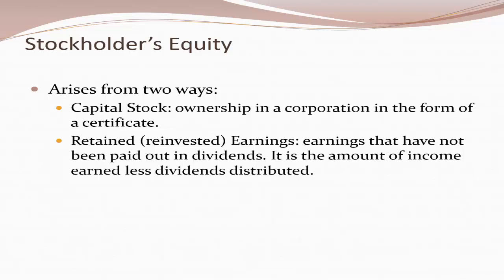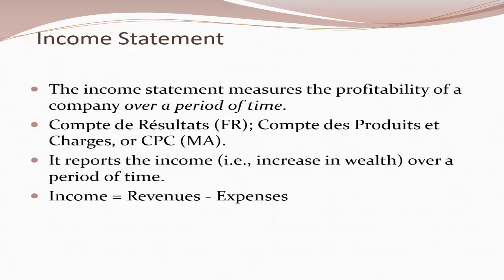For the stockholders' equity, it arises in two ways. Either capital stock, an ownership in a corporation in the form of a certificate, or retained earnings, which are earnings that have not been paid out in dividends, and it is the amount of income earned less dividends distributed. The income statement measures the profitability of a company over a period of time.